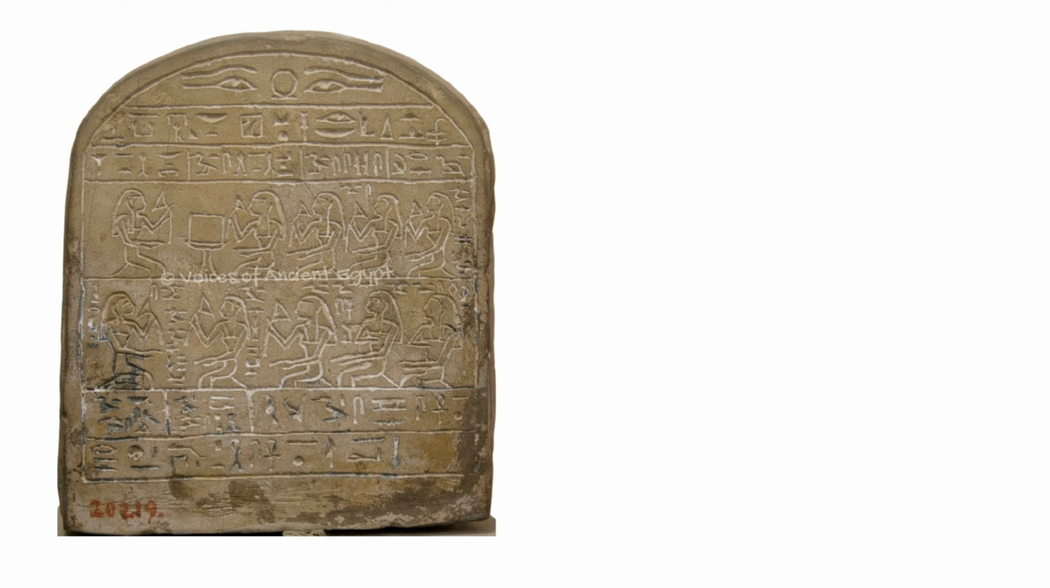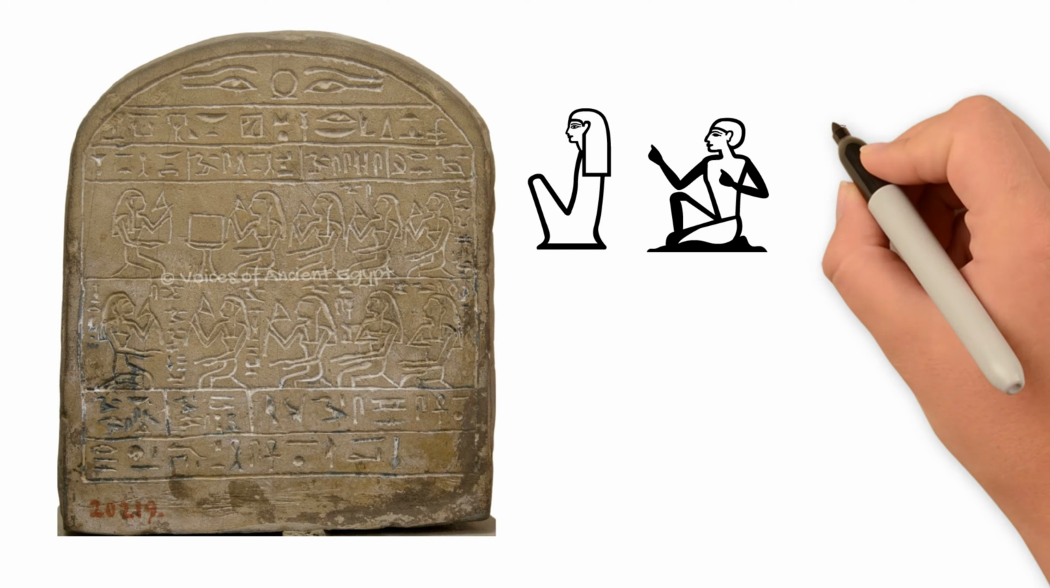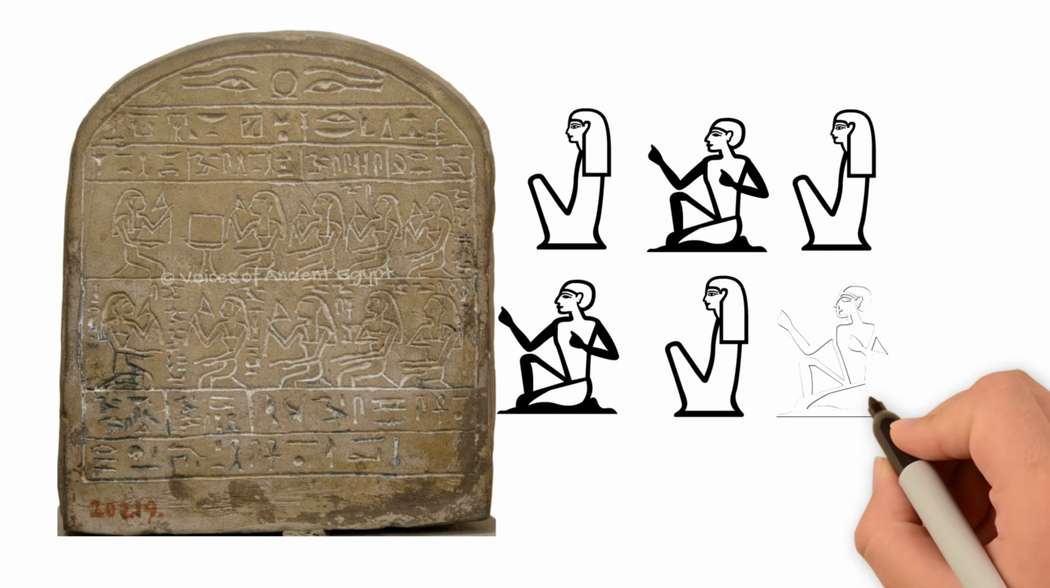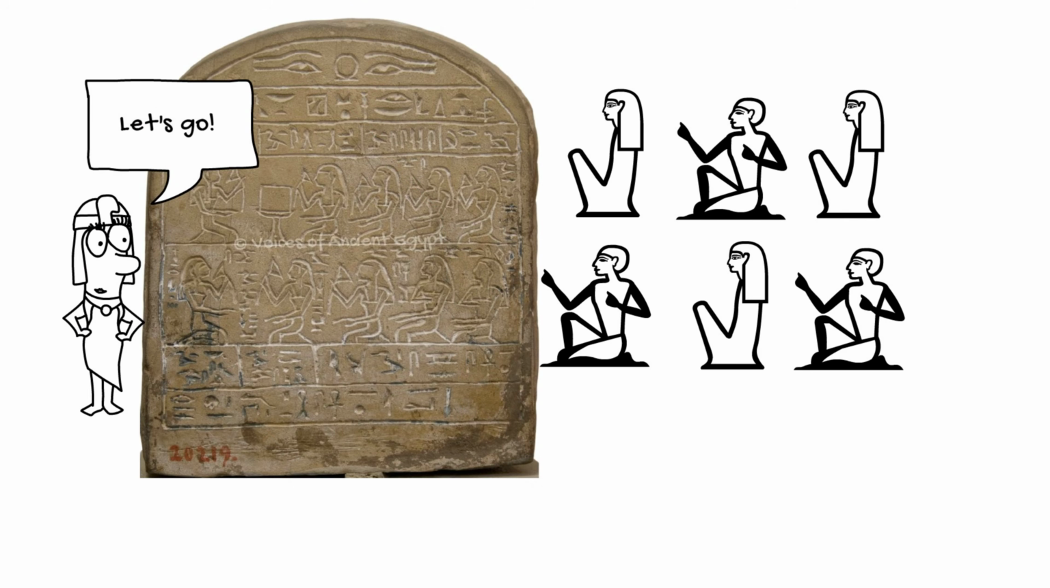Having a large family and having many generations continuing on was a prized thing in ancient Egypt. So how do we read about and write about grandchildren in hieroglyphs? That's up next.